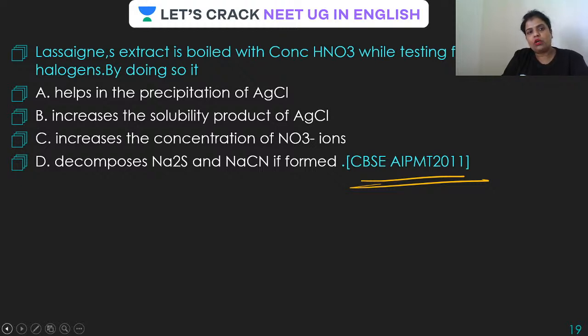By doing so, the options are: helping precipitation of AgCl, increases the solubility product of AgCl, increases the concentration of nitrate ion, decomposes Na2S and NaCN if formed. Tell me which is the correct answer. I explained it to you. If you don't trust me, go back there. It is done so that it decomposes Na2S and NaCN if they are formed. Yes.